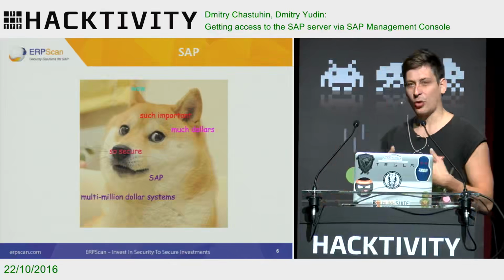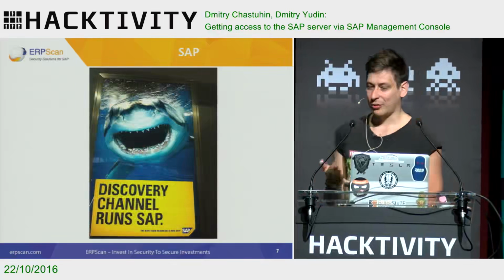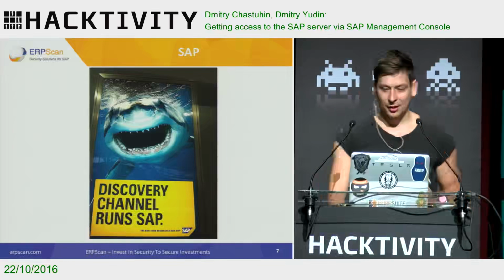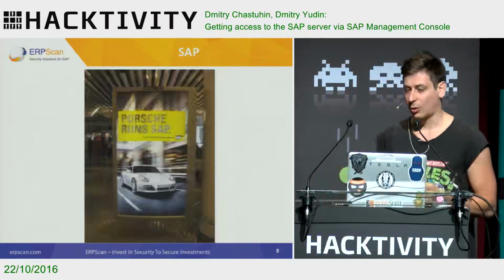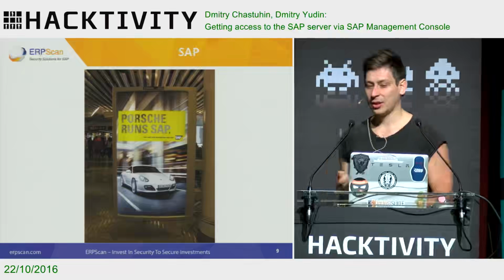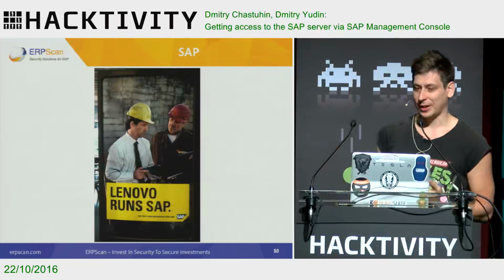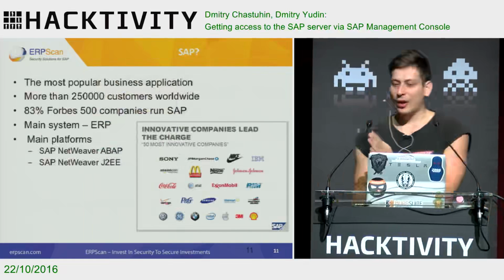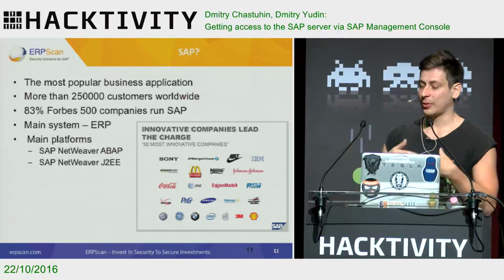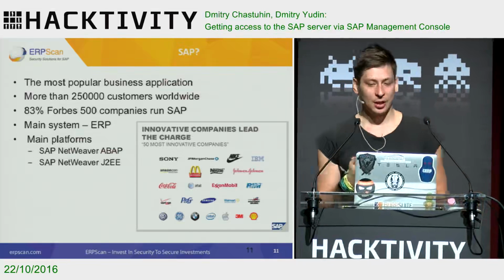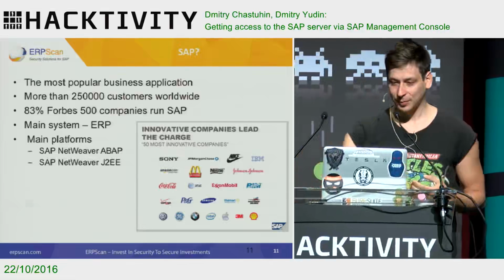I have a collection of SAP advertisements with some company names. Let's start with Discovery Channel. They use SAP. The next example is a manufacturer company like Fender, or an automotive company like Porsche, which also have SAP installations. And of course, a lot of IT companies. Actually, really a lot of well-known companies have SAP. That's why we talk about SAP security, because if a hacker gets access to SAP, he will get access to all the critical business information.